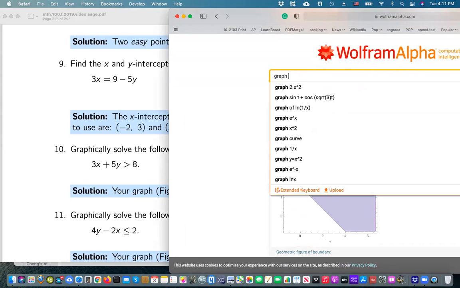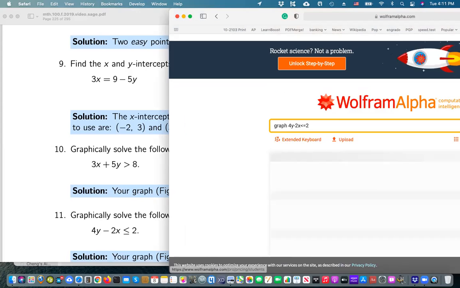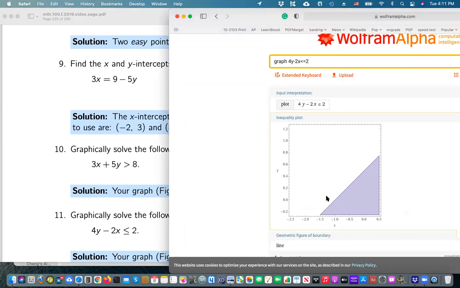And again, just looking at my notes, I'm seeing 4y. This is problem number 11, by the way, minus 2x. How do you type that in? I'm going to say this way, less than or equal to 2. Let's see what happens. I graphed it in. Again, I'm having a tough time understanding what it's giving me, but it does give me a visualization of it. All right.